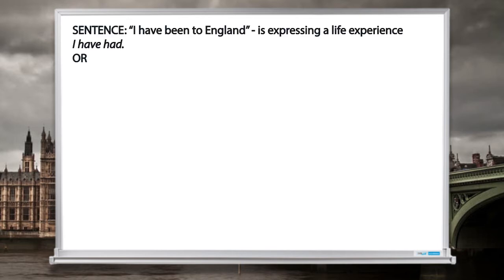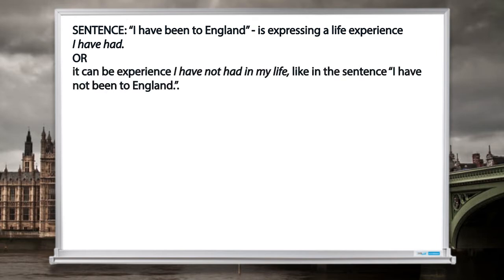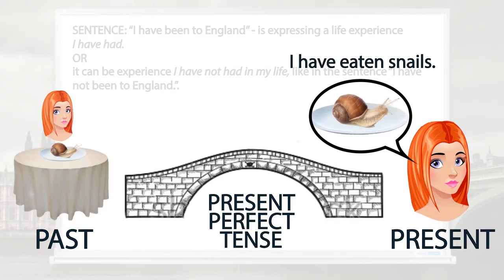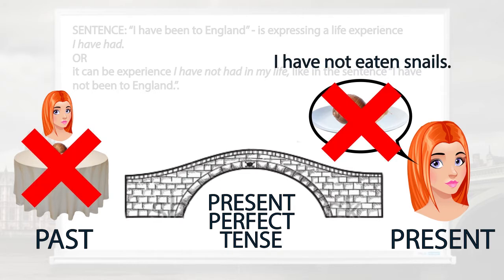Let's look at the sentence. I have been to England. This sentence is expressing a life experience I have had, or it can be an experience I have not had in my life, like in the sentence I have not been to England. Here are more sentence examples of life experience. I have eaten snails, and I have not eaten snails.